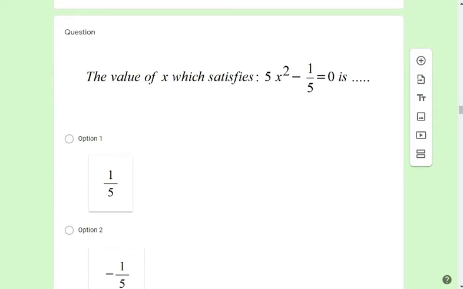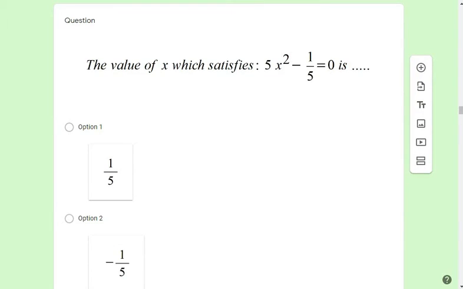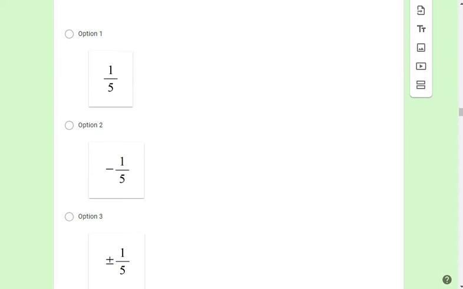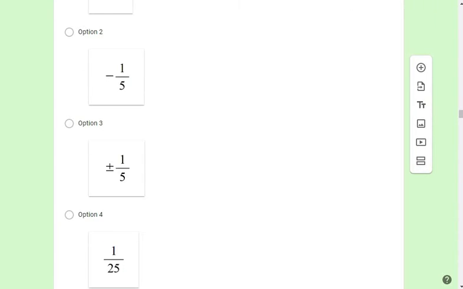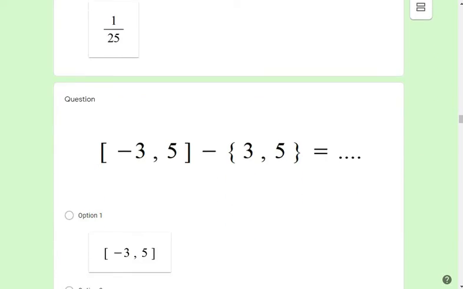The next, the value of x which satisfies the equation 5x power 2 minus 1/5 equals 0 is what? Choose one of the following answers: 1 over 5, negative 1 over 5, positive or negative 1 over 5, or 1 over 25.